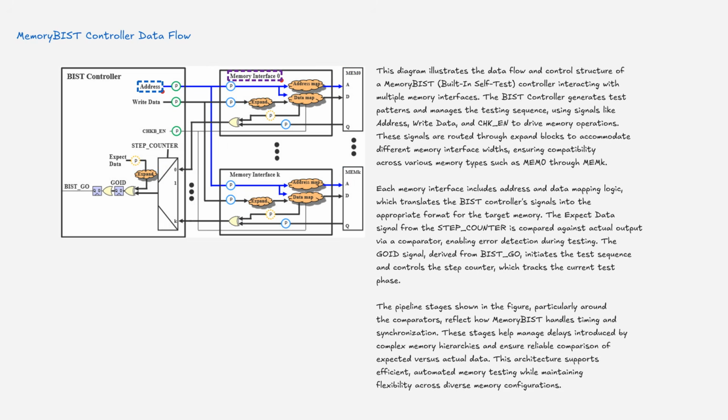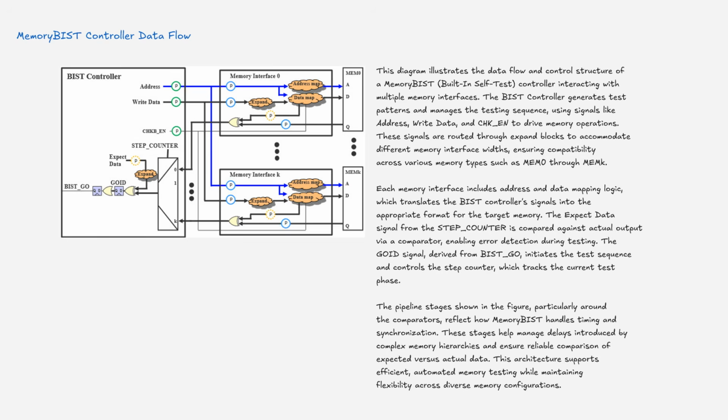Each memory interface includes address and data mapping logic, which translates the BIST controller's signals into the appropriate format for the target memory. The expect data signal from the step counter is compared against actual output via a comparator, enabling error detection during testing. The Go ID signal, derived from BIST Go, initiates the test sequence and controls the step counter, which tracks the current test phase.